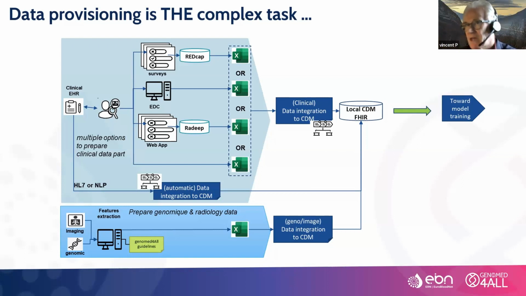It may be a REDCap, it may be an EDC directly when the care institution has real clinical trial management systems. It could also be a RADIP data platform, in the case of EuroBloodNet, for example, that produces Excel files. And again, we have a transformation process which takes these different pieces of information and transforms them to be harmonized into the common data model in FHIR that is used for the project.